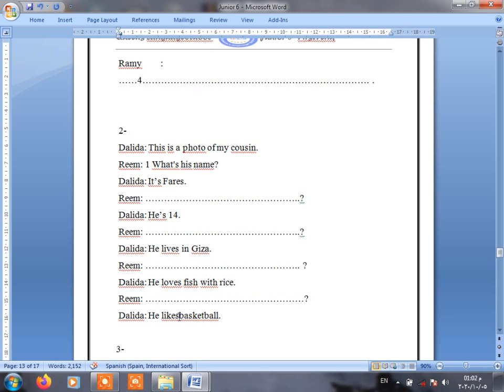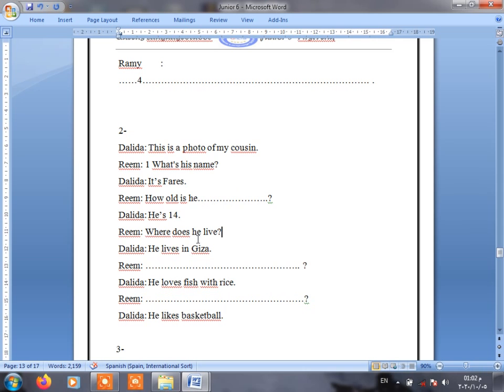So let's start completing this dialogue. So what's his name? It's Faris. He is 14. So what do you think the question will be if you're asking about someone's age? Yes, how old is he? He is 14. Okay, he lives in Giza, so he's asking about the place. So we use what to ask about the place? Where? So where does he live?